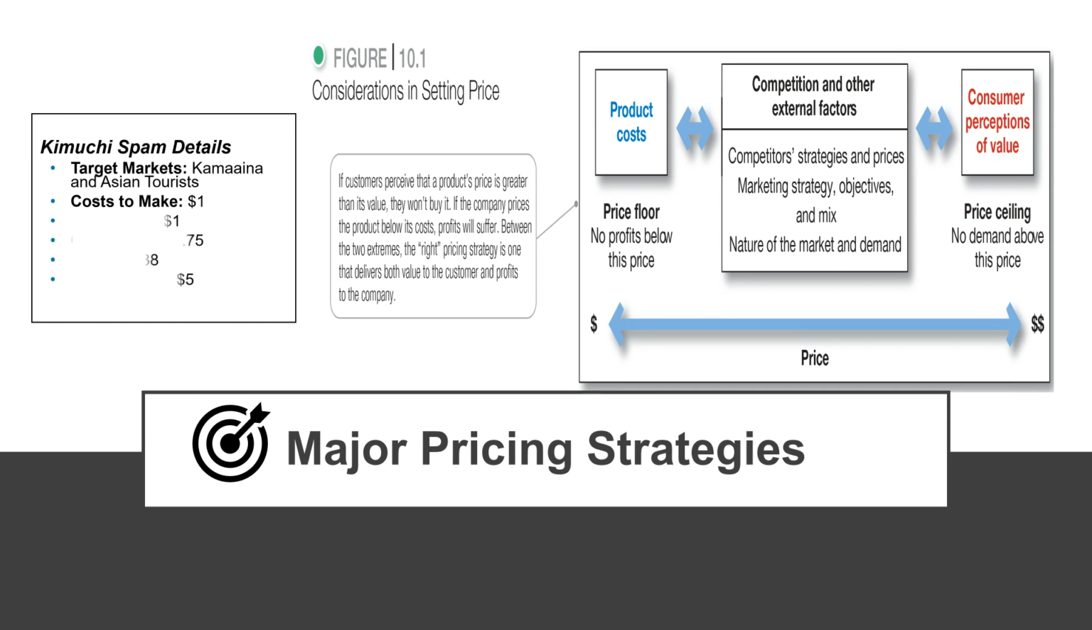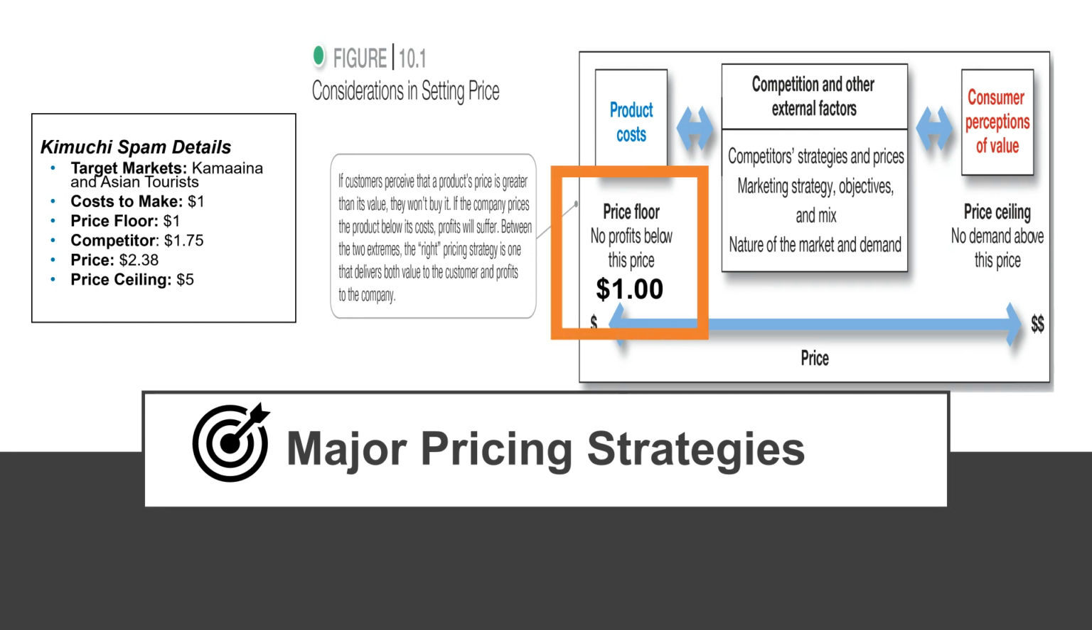So again, our target markets are Kama'aina and Asian tourists. Our costs are about $1. So there's product cost and consumers' perception of value that are hand in hand and at opposite levels of a pricing strategy. Product cost will set the floor, and the floor is the lowest level that a price can be set so that there is no profit. So they're not losing money, but they're not making any profit. If the product costs $1 to make, then the price floor would be $1.